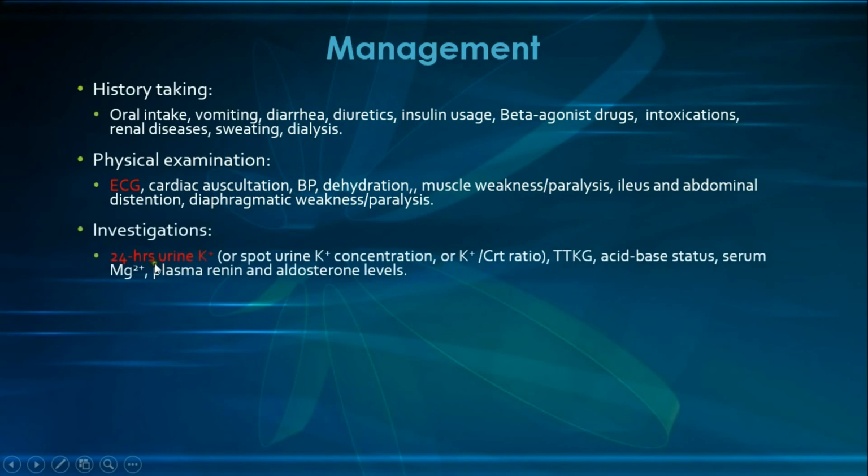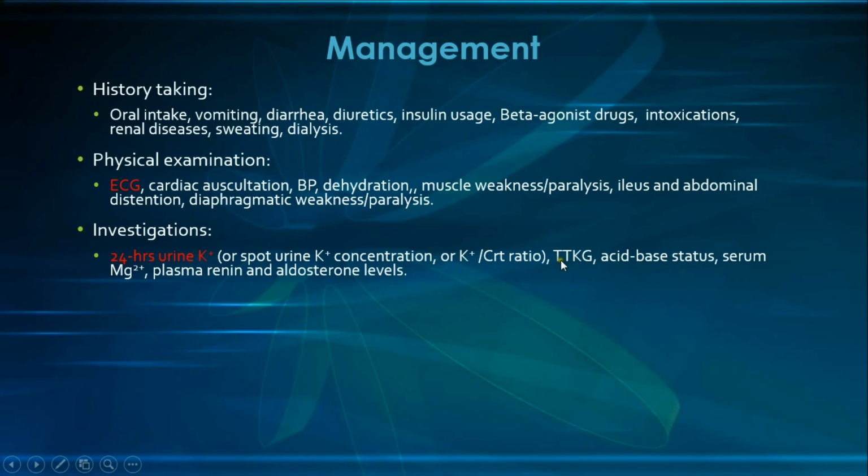And now going to the investigations, starting with the 24 hours urinary potassium excretion, which is the most accurate test used to measure the excretion rate of potassium in the urine. But if you have a patient with severe hypokalemia, then you have an alternative of doing a spot urine potassium concentration or a spot urine potassium to creatinine ratio.